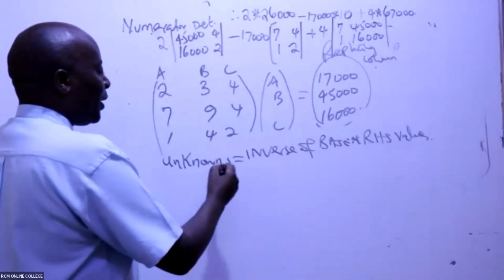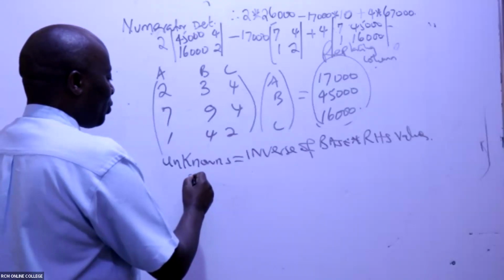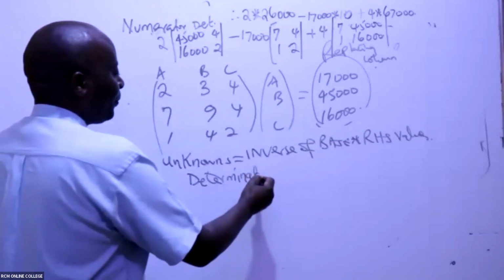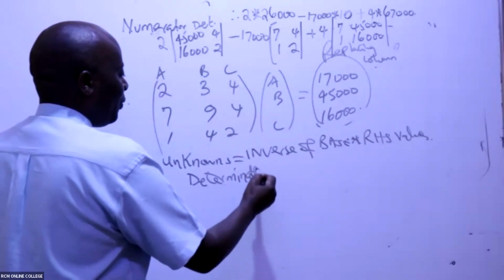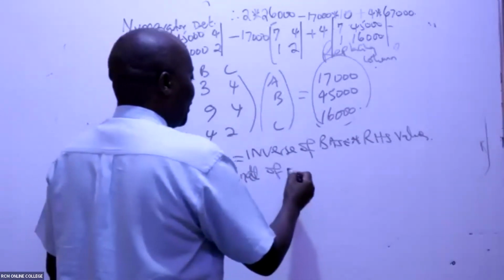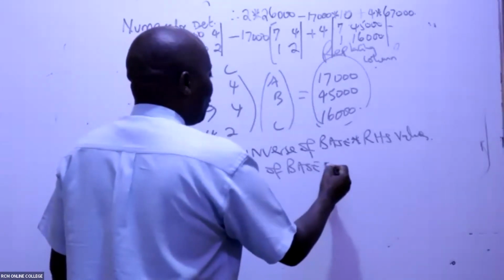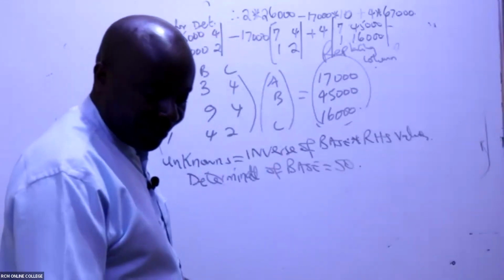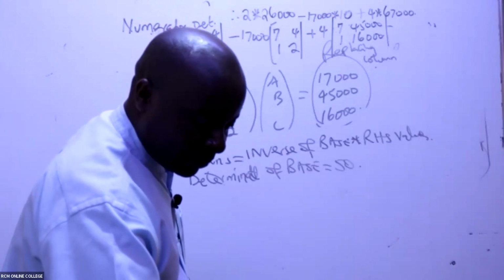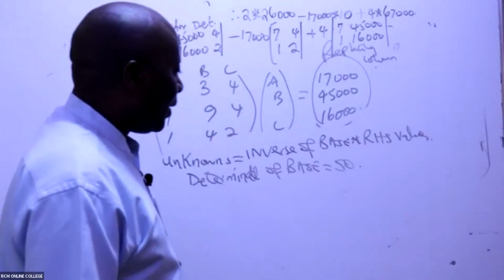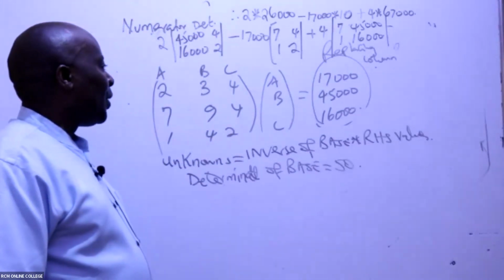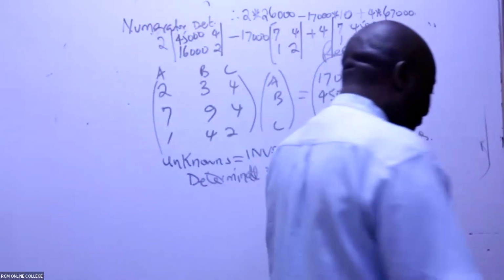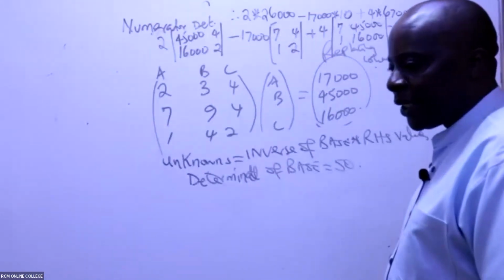So to get the inverse of the base, first of all, give us the determinant of the base. I believe all of us are in agreement. It is 50, isn't it? We agree that the determinant of the base, in this case here, is 50. Is that okay?